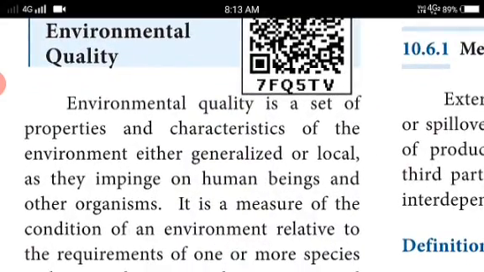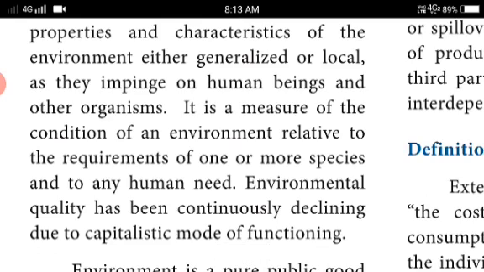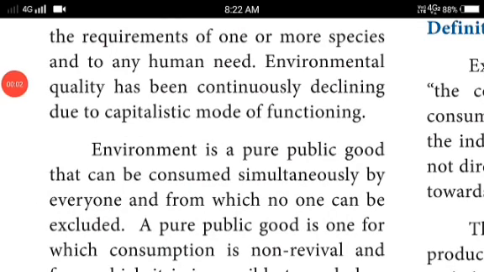What is the quality of the environment? Environmental quality is a set of properties and characteristics of the environment, either generalized or local, as they impact human beings and other organisms. It is a measure of the condition of an environment relative to the requirements of one or more species and to any human need. Environmental quality has been continuously declining due to the capitalistic mode of functioning. What is the meaning of the capitalist mode of functioning? Environmental quality has been continuously declining, reduced by human beings for the profit motive. Capitalist mode of functioning means profit motive only.